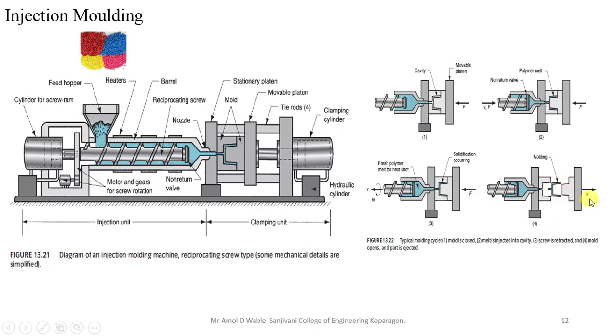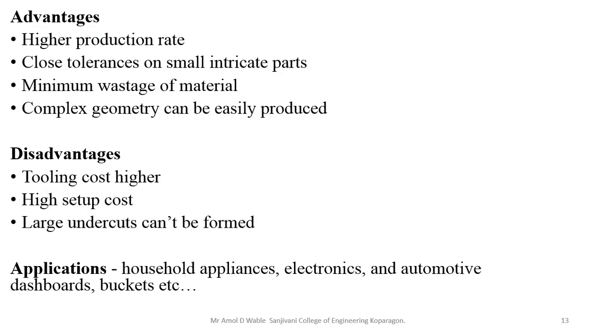So all these stages require hardly 2 to 3 minutes. So it has a very good production rate and less cost to manufacture any component. So let us see the advantages. As I told you, it has a higher production rate, close tolerance on small intricate parts, minimum wastage of material, and complex geometry can be easily produced.